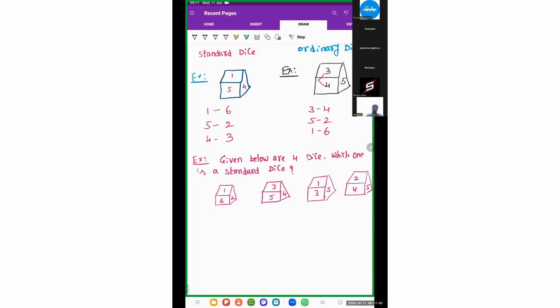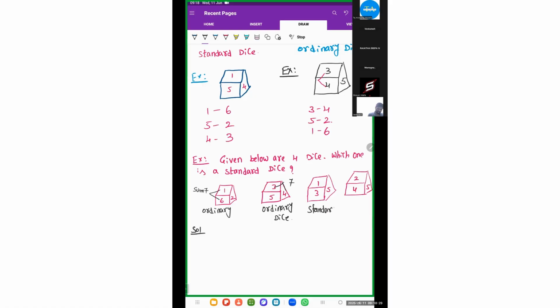Now tell me, which one is the standard die? The third one. Why? Because the opposite sides sum is 7. Very good. If I add these two, the sum is 7, so this is an ordinary die. If I add these two, also getting 7, so this is also an ordinary die. When I see this figure, the adjacent faces sum is not 7, so this is a standard die.